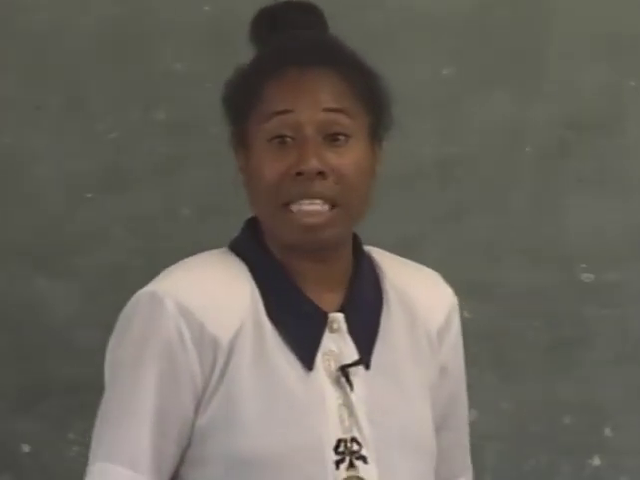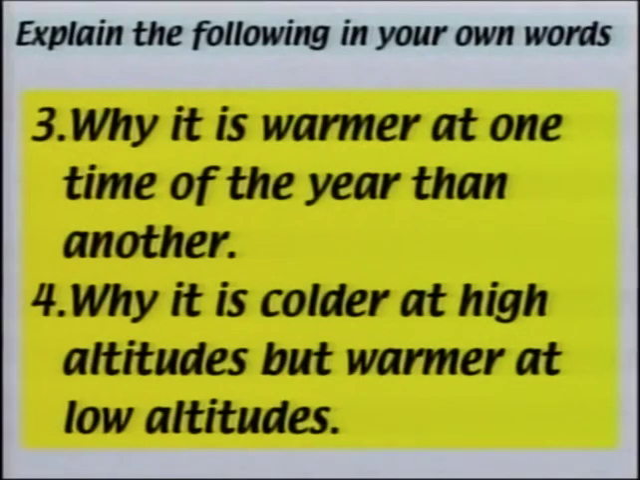Because they receive different amounts of solar radiation due to the tilt of the Earth, that contributes to why it is warmer at one time of the year compared to the other. That should be our answer. Give yourself a tick if you have that. Let's move on to the next question you're supposed to have completed for homework, and that is why it is colder at high altitudes but warmer at low altitudes. You have to explain why. Mason, your answer for that question, or your explanation, please.